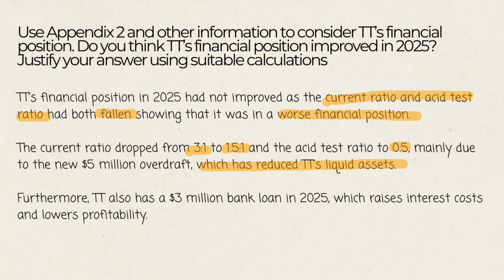And for the last level 3 point, I've said that TT has taken a $3 million bank loan in 2025, which has raised its interest rates and lowers its profitability. And this is a reason and impact of why TT's financial position has not improved in 2025.